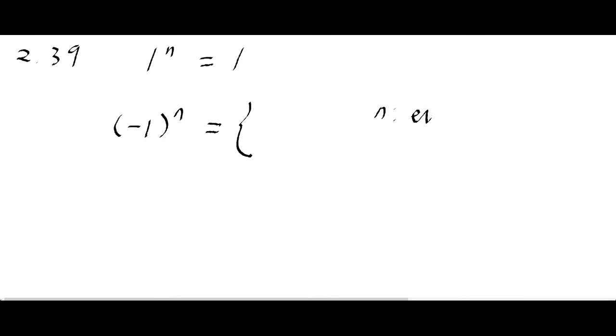Yes, so 2.39. This one is about 1 or negative 1 to some power. Before doing that, I want to first remind you that 1 to any integer power, including negative integers, is always 1, right? But for negative 1 to some power, there are 2 cases. If n is even, it will always be 1. If it's odd, it will be negative 1.